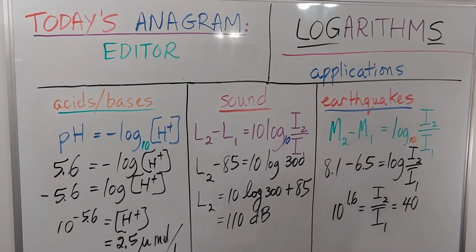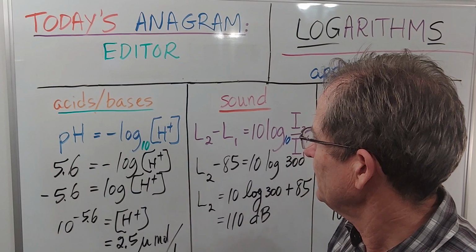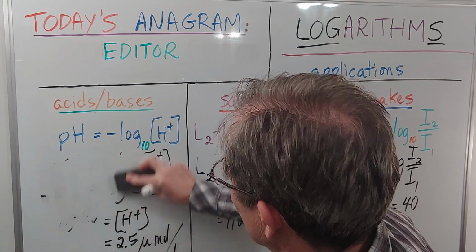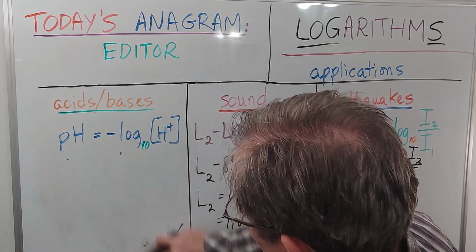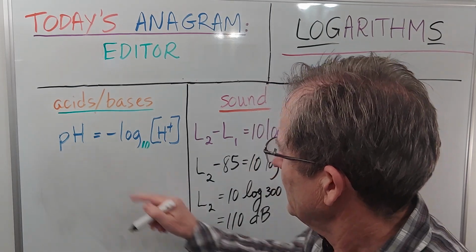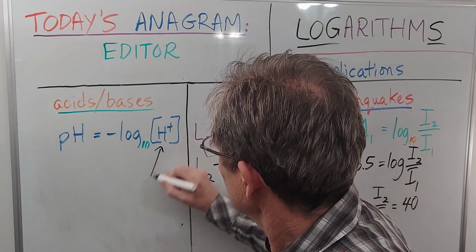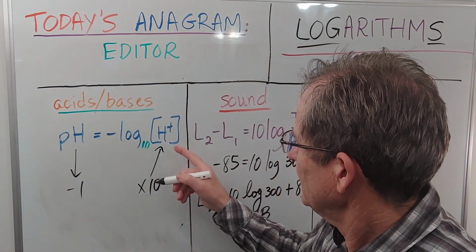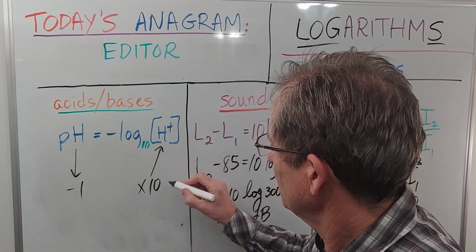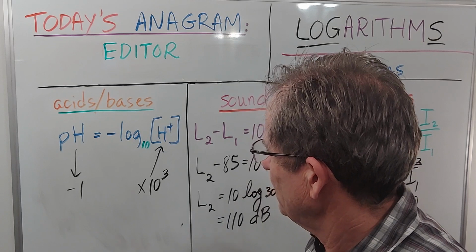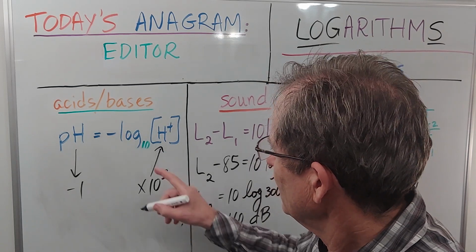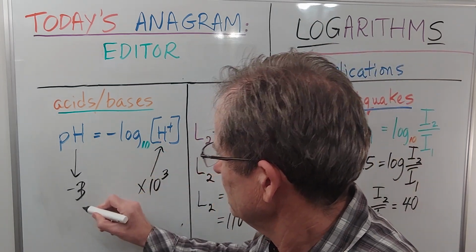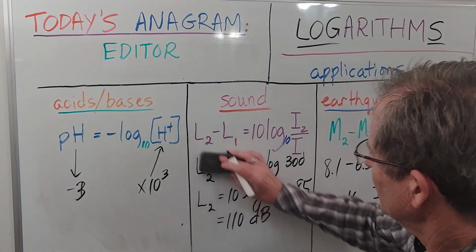And then in conclusion, I can make a few generalizations. For example, every time the concentration of protons goes up by a factor of 10, because of this minus sign, every time this is times 10, this will go down by 1. You can try that with some numbers. So for example, if it goes up by 1,000 times, the log of 1,000 is 3, so this will go down by -3.